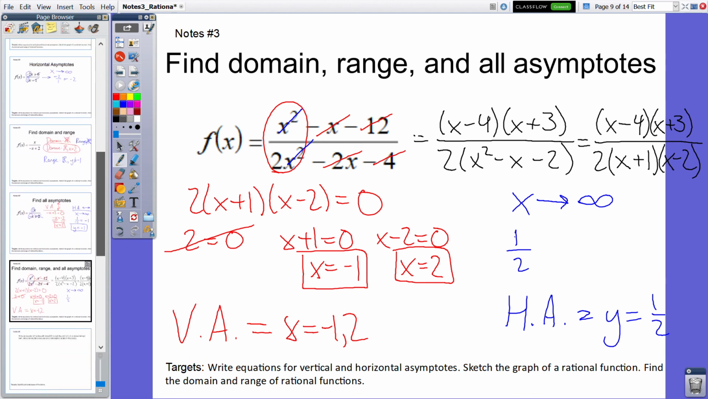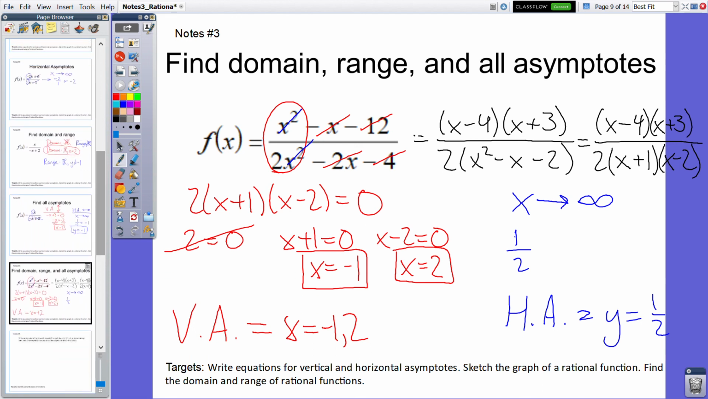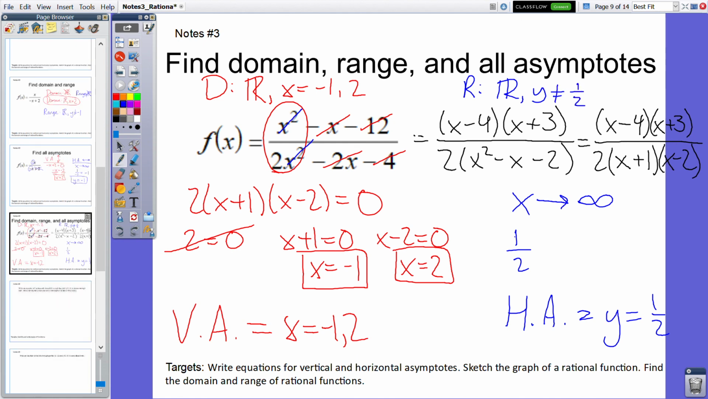Okay? So now, here's how we figure out our domain and range. So our domain is going to be all real numbers, except x cannot be -1 or +2. And then our range is going to be all real numbers, except y cannot be 1/2.